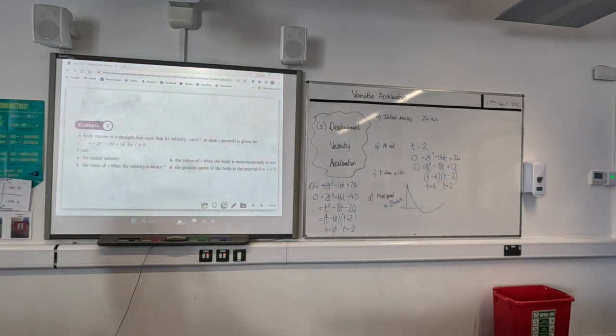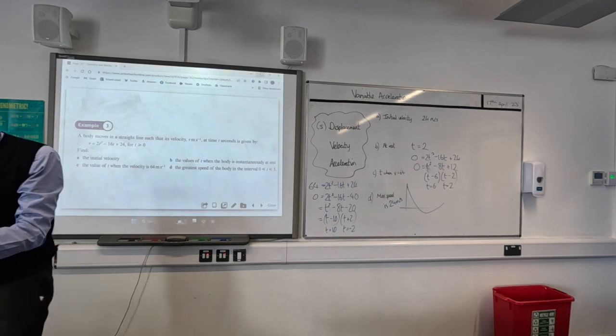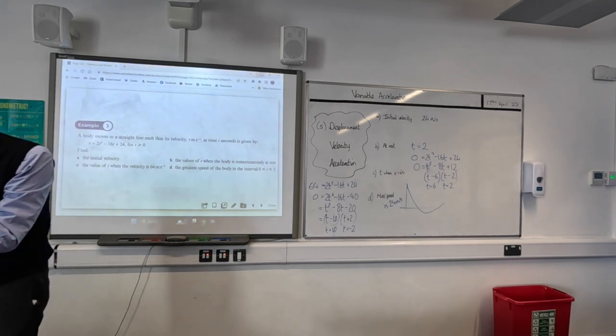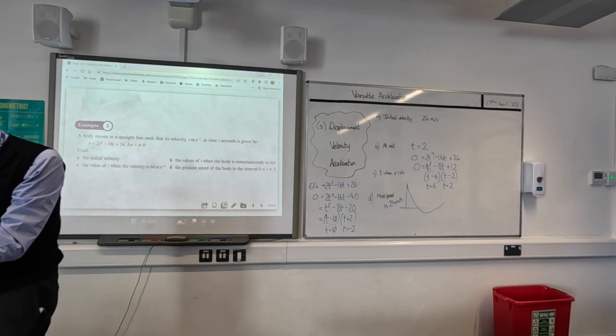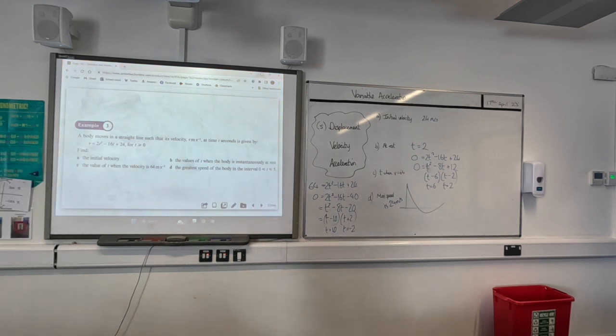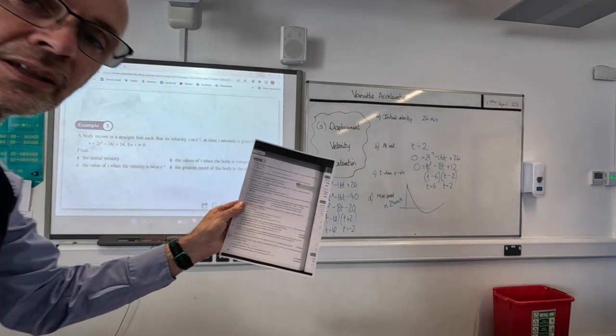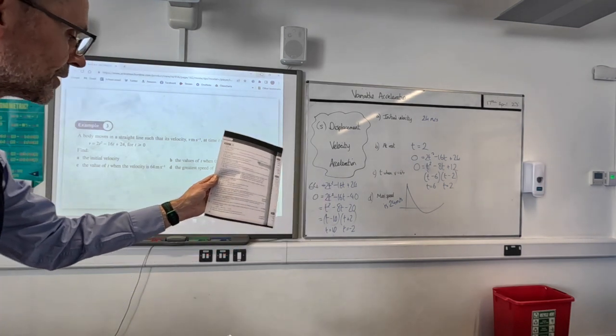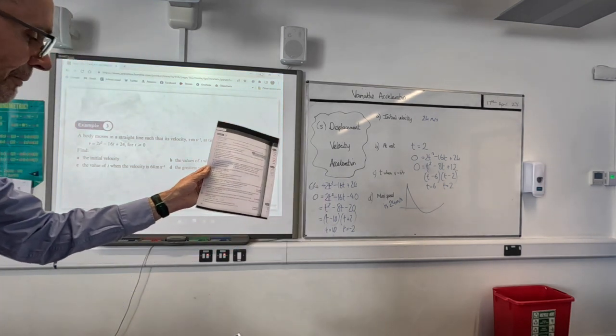Right. So let's just do a few questions based on that. So if we start at question 5 on this sheet, please. Start at question 5. Again, this is taken from the textbook. Question 5 on the sheet, which is actually from page 184, question 5, exercise 11A. Okay.